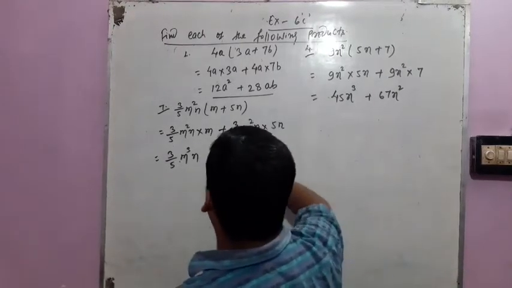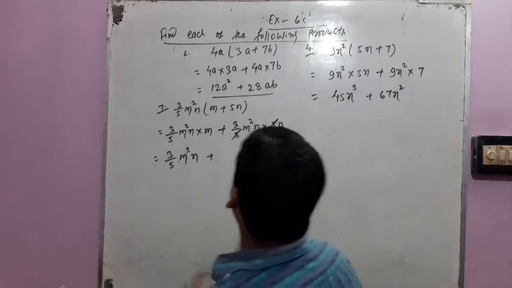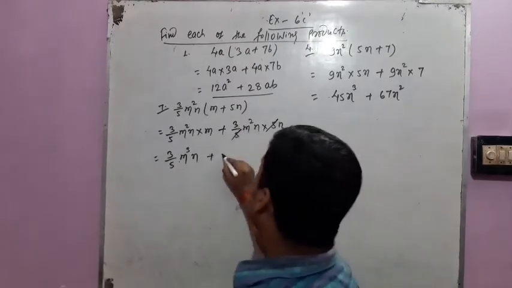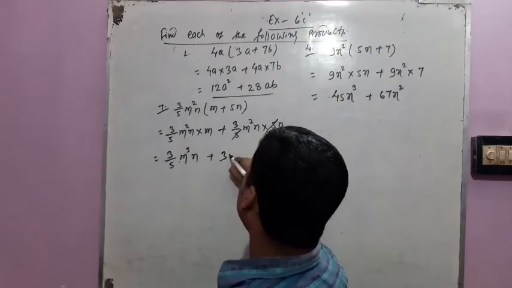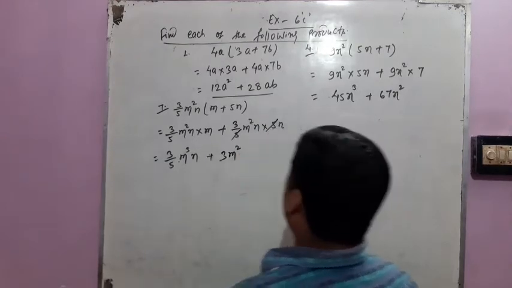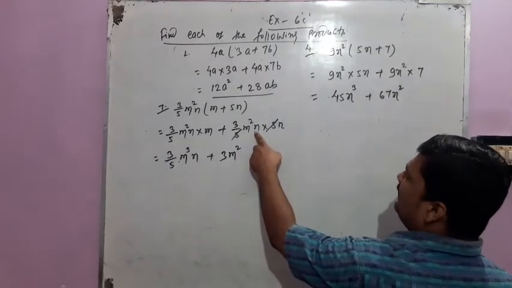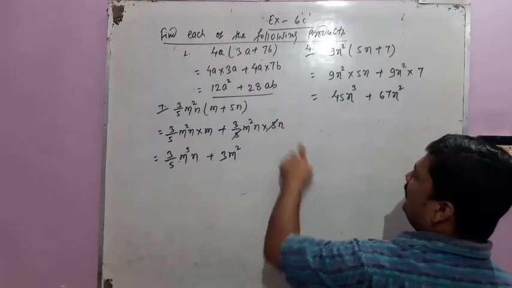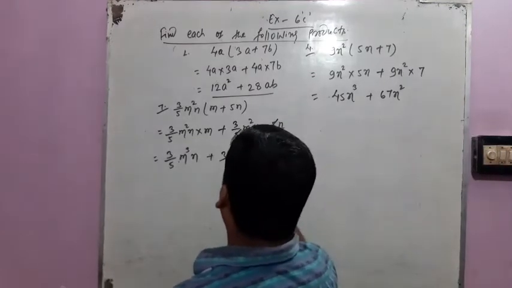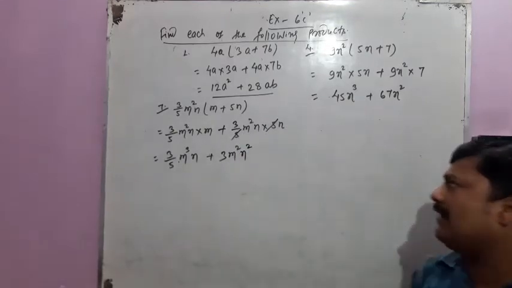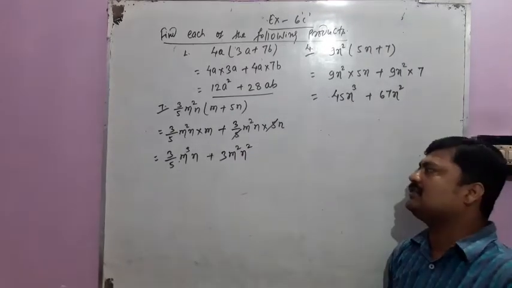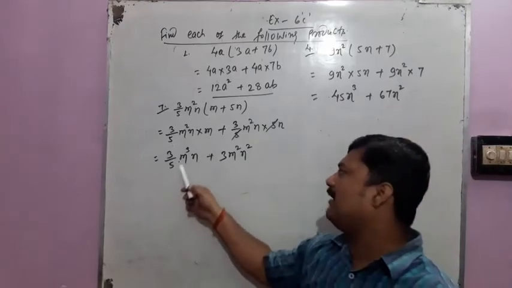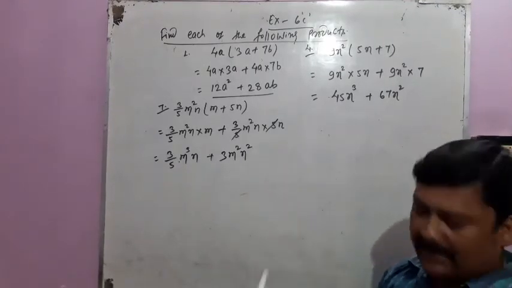First you have to reduce the terms here, students. 5 and 5 both reduce each other. Now what remains here? 3. Now there is no m here, so we have to write here m square. Now we have to add the exponents of n here. What is the exponent of n here? 1. And what is the exponent of n here? 1. So 1 and 1 is 2. So the product of 3 by 5 m square n with m plus 5n is 3 by 5 m cube n plus 3m square n square.